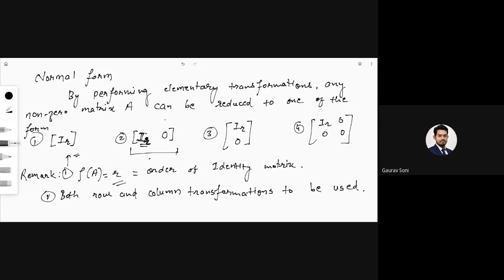Fine. So I will give you an example of each of these normal forms, four of them. Say example number one, a matrix can turn out to be this one. I can get an identity matrix like this. If I am given a 3 by 3 matrix, I will do some row and column transformations, and finally if I'm getting this kind of matrix, then the normal form will be I_r, I_3 in this case.